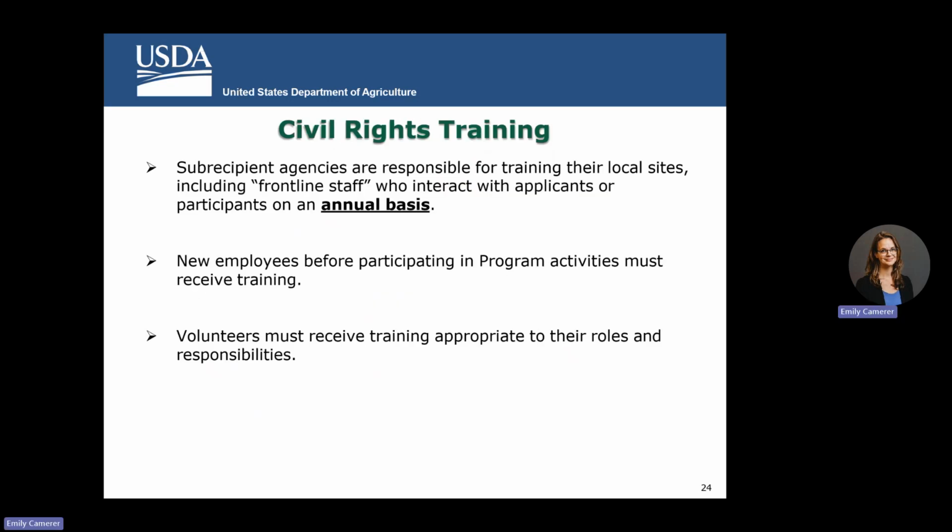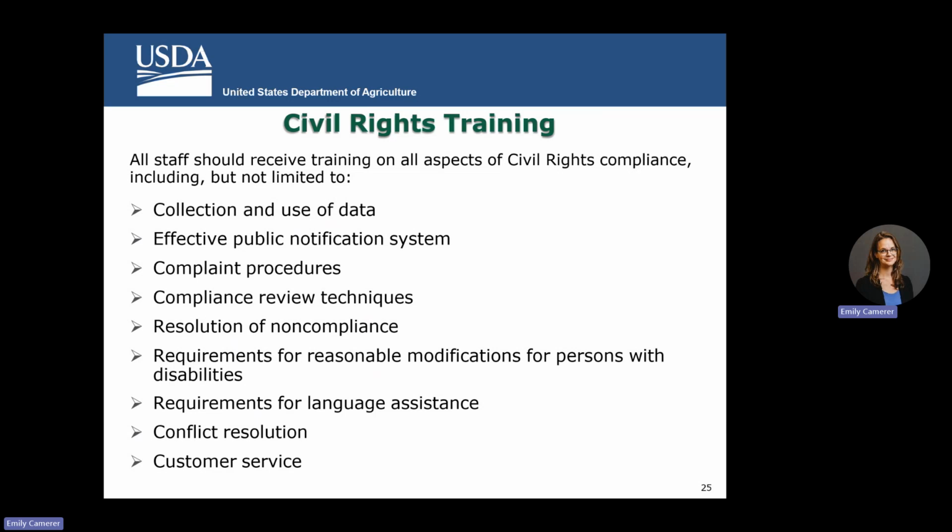Subrecipient agencies are responsible for training their local sites, including frontline staff who interact with applicants or participants, on an annual basis. New employees must receive training before they can participate in program activities. Additionally, volunteers should receive training as is appropriate to their specific roles and responsibilities. All staff should receive training on all aspects of civil rights compliance, including but not limited to collection and use of data, effective public notification systems, complaint procedures, compliance review techniques, resolution of noncompliance, requirements for reasonable modifications for persons with disabilities, requirements for language assistance, conflict resolution, which we will cover soon, and customer service.